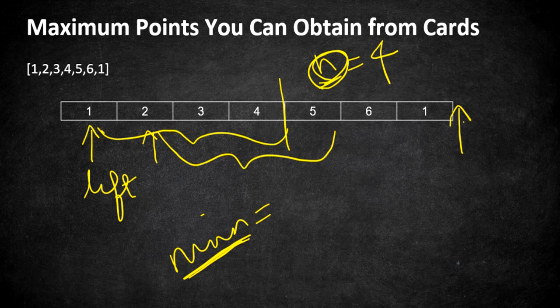Hope you're understanding this logic, and this is going to run in O(n) time, as we iterate the array once and use the sliding window to find our output. So let's go to code now.